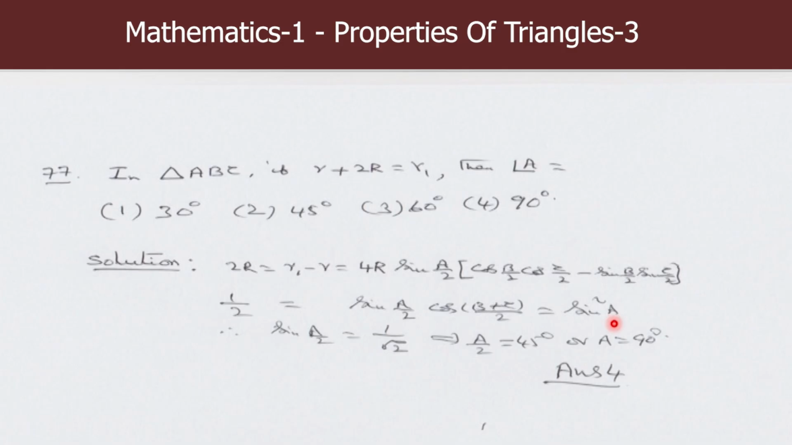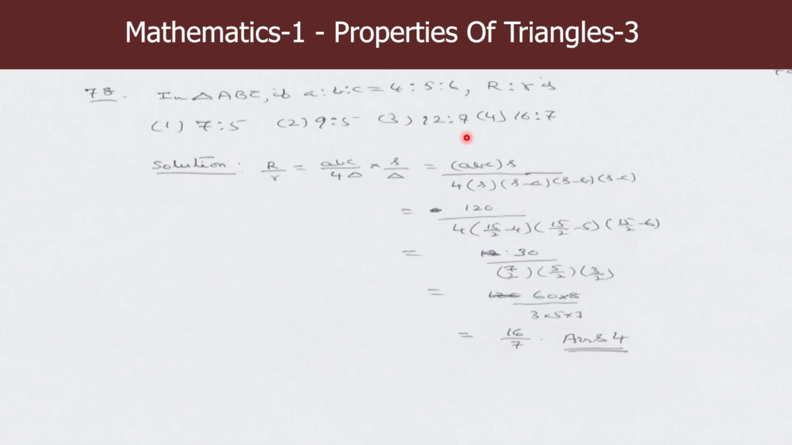So therefore, half is equal to sin A by 2 cos of B plus C by 2, that is sin square A by 2. So sin A by 2 is 1 by root 2. So A by 2 is equal to 45 degrees. So A is equal to 90. So the correct option is option number 4.